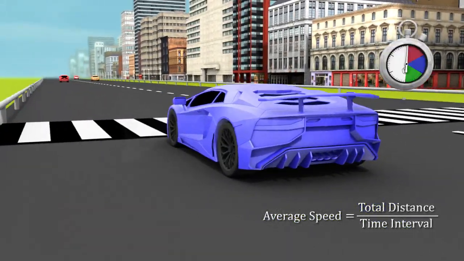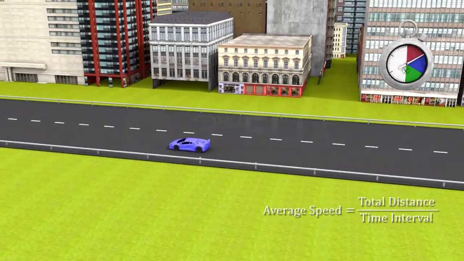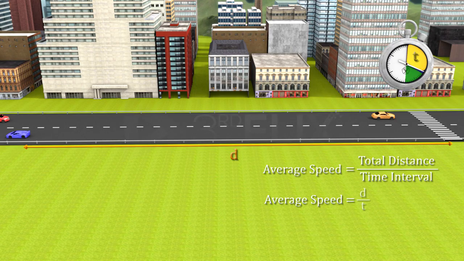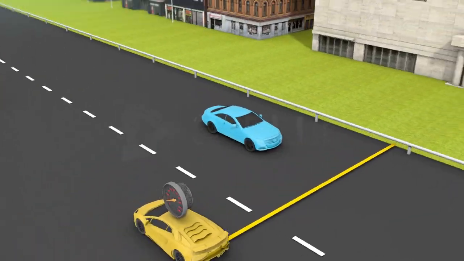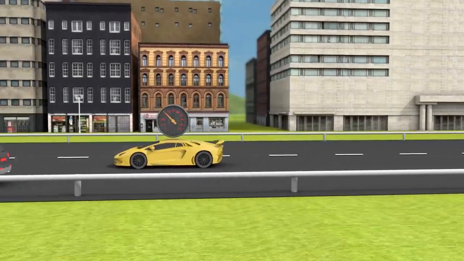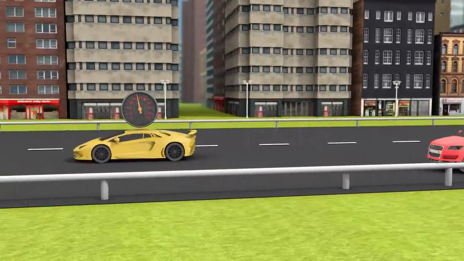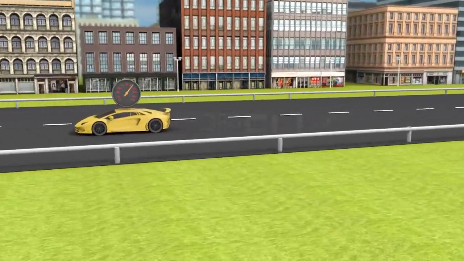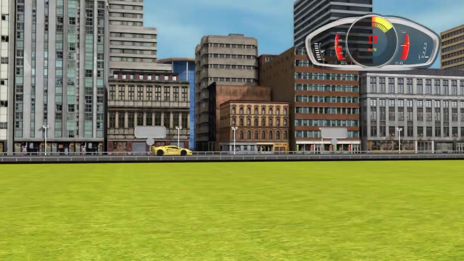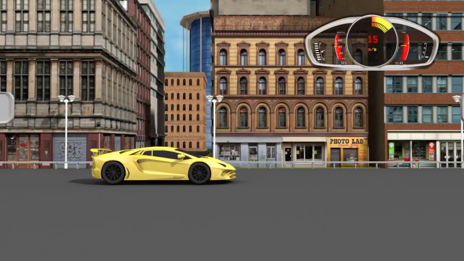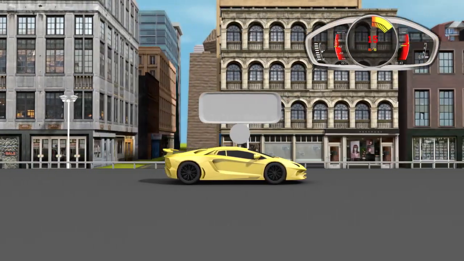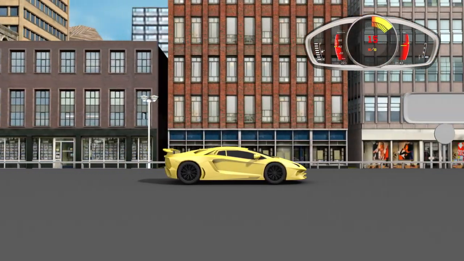If a car moving in a straight line covers a distance d in a certain time interval t, average speed of the car is d by t. In most cases, objects travel at different speeds in different time intervals. Such a motion is called non-uniform motion. If the object covers equal distances in equal intervals of time, the object is said to be in uniform motion.